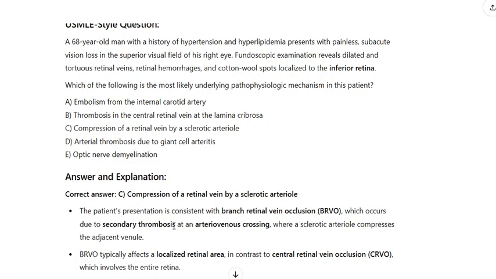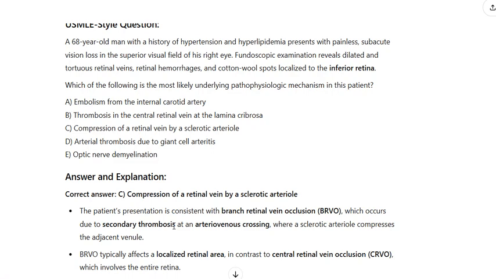Correct answer: C. Compression of a retinal vein by a sclerotic arteriole. The patient's presentation is consistent with branch retinal vein occlusion, BRVO, which occurs due to secondary thrombosis at an arteriovenous crossing, where a sclerotic arteriole compresses the adjacent venule.